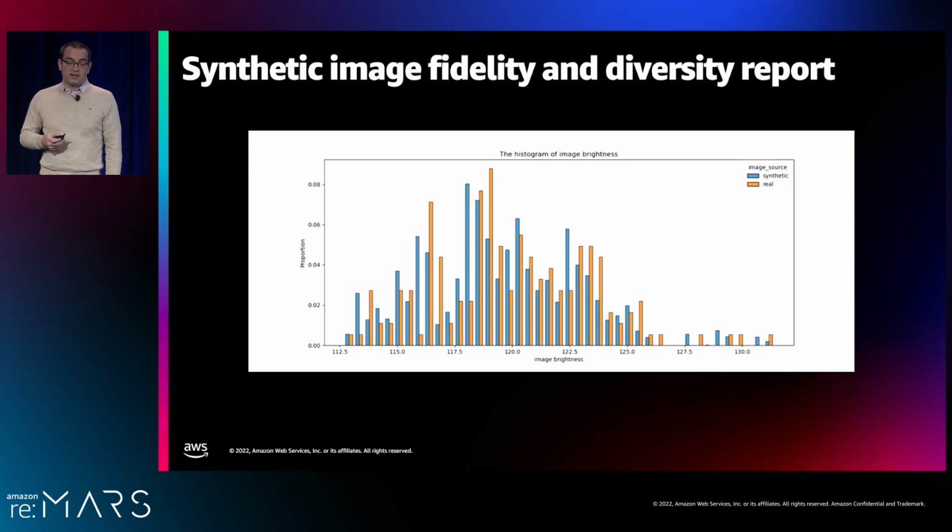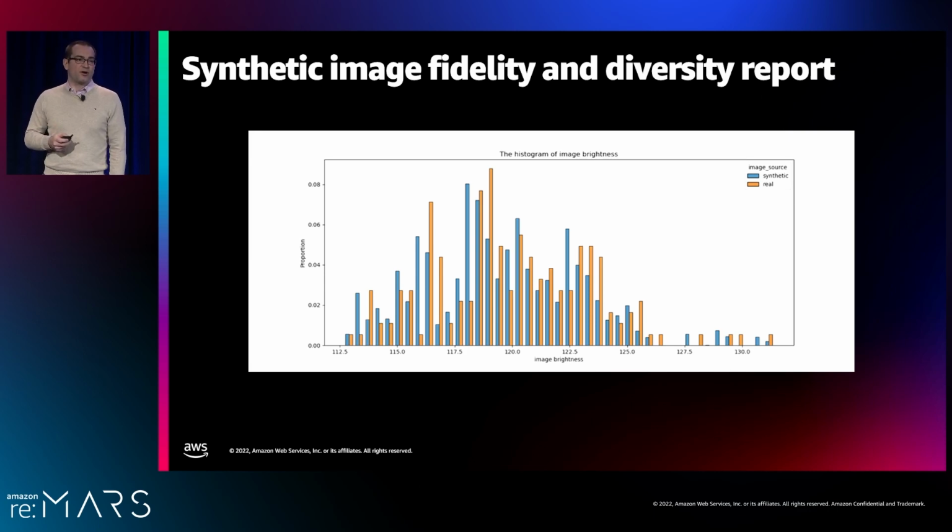We create a fidelity and a diversity report that tells us how close the synthetic data set is matching the real-world data set. Here's an example of what we're looking into. The diagram you're seeing here compares the distribution of image brightness values between the real data set and the synthetic data set. You can see we're doing a very good job of matching these distributions. However, in our report, we will also have a concrete metric value that shows us how well we're doing overall.